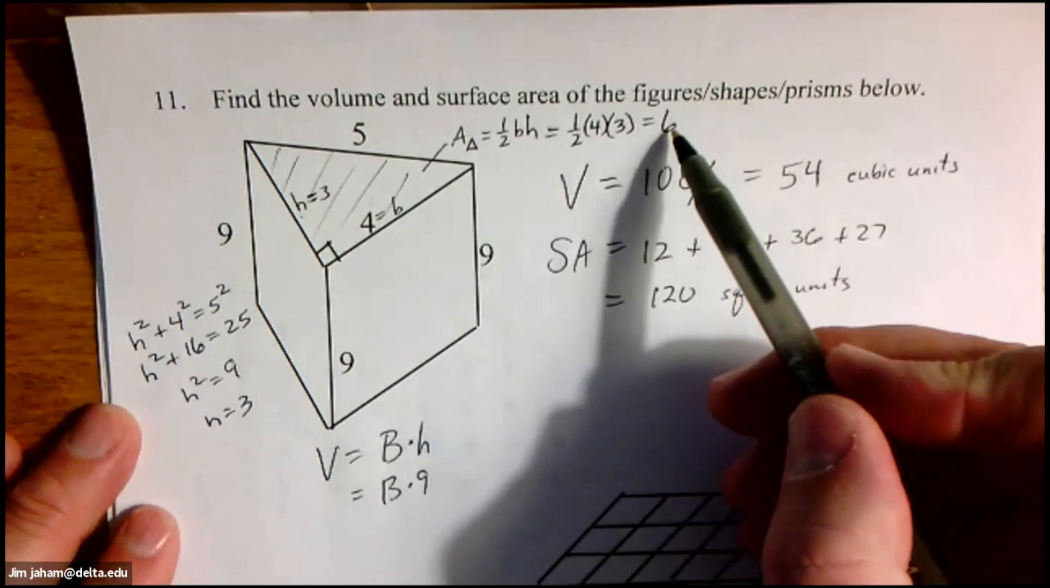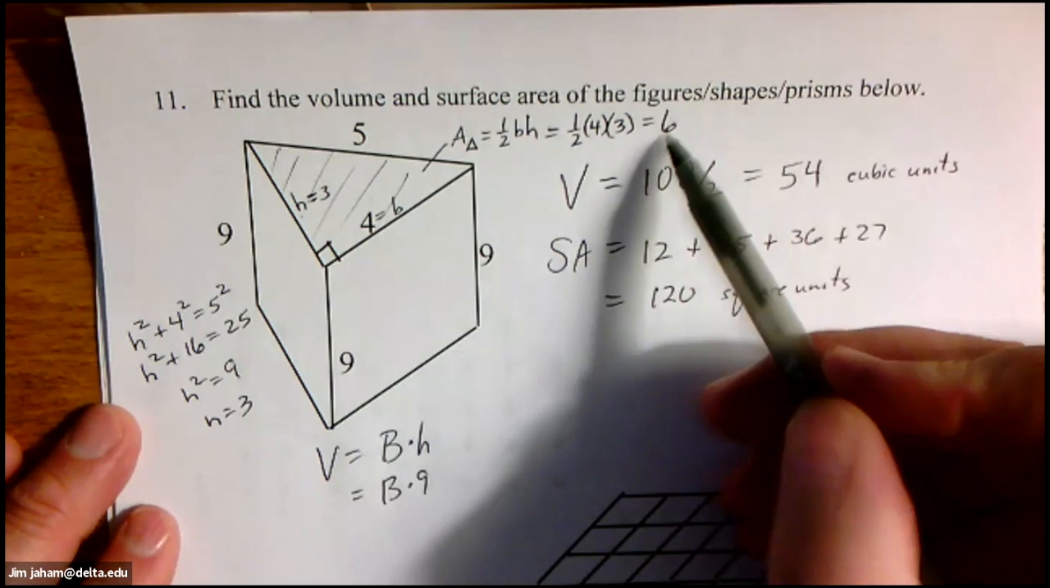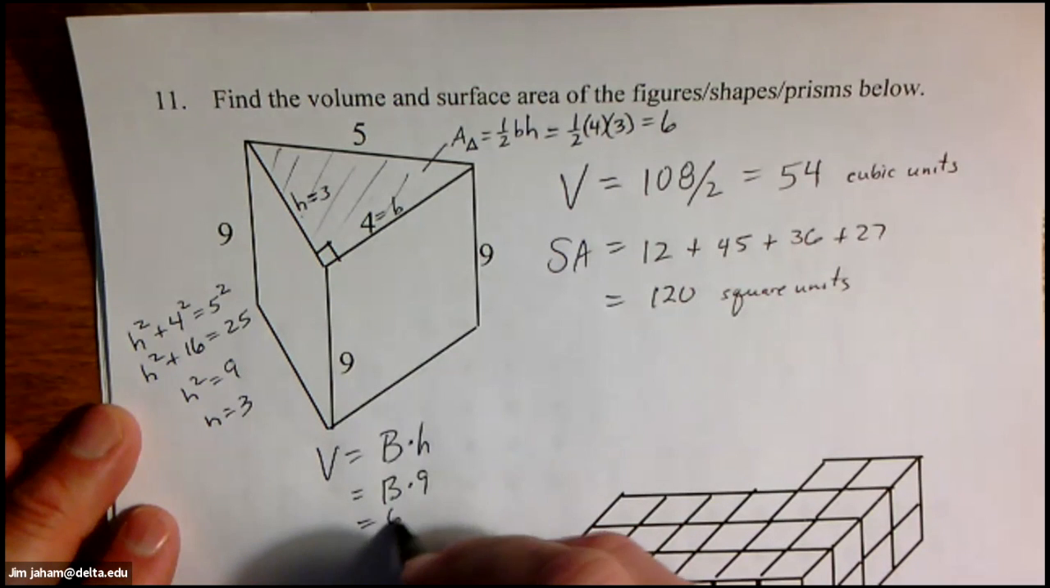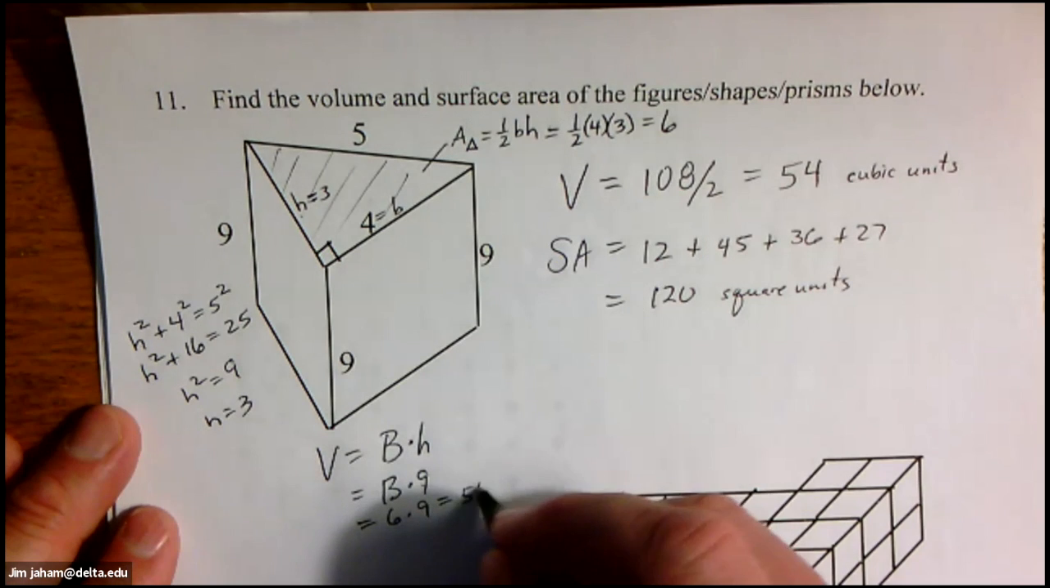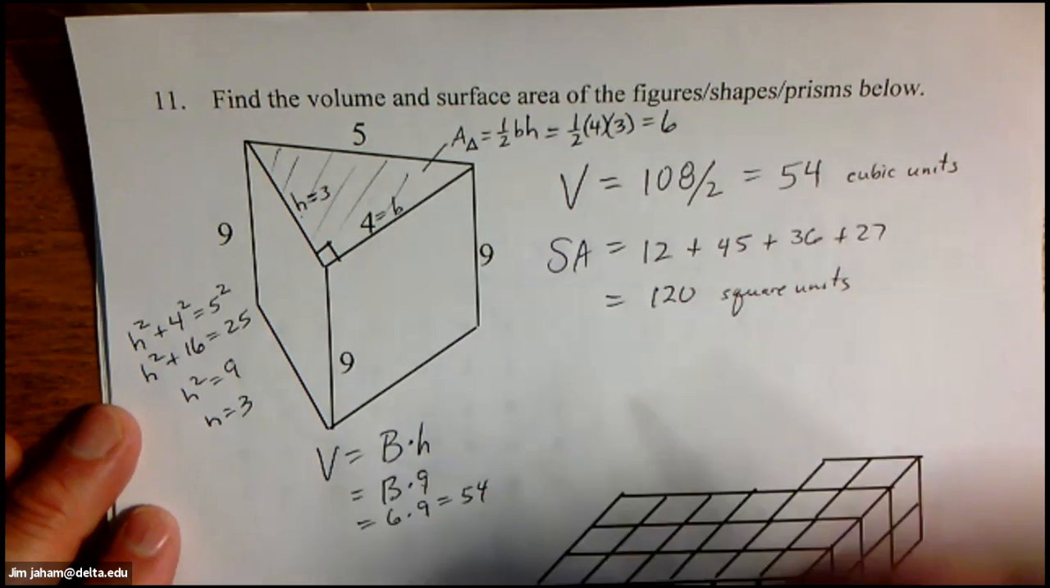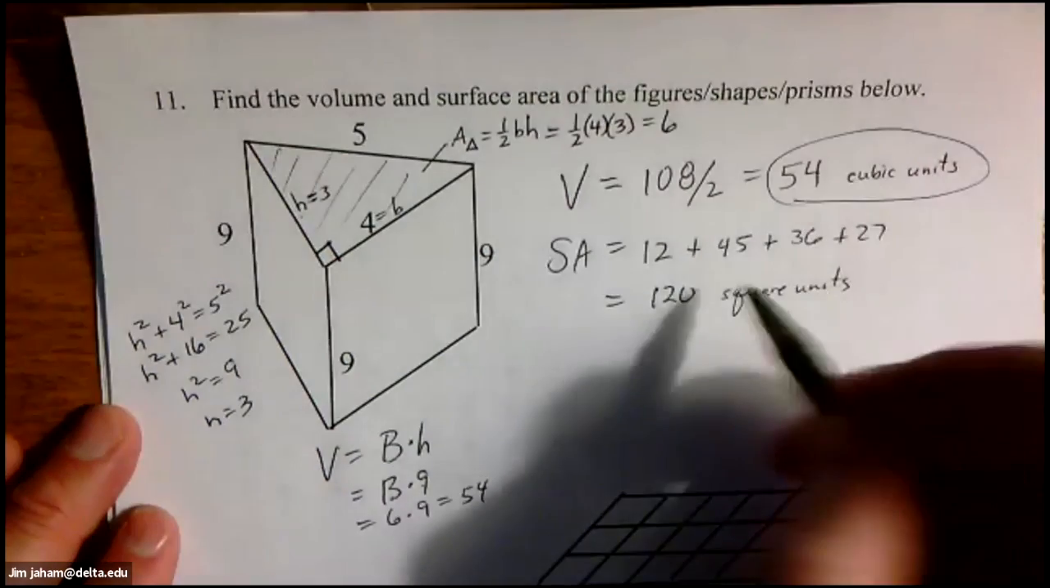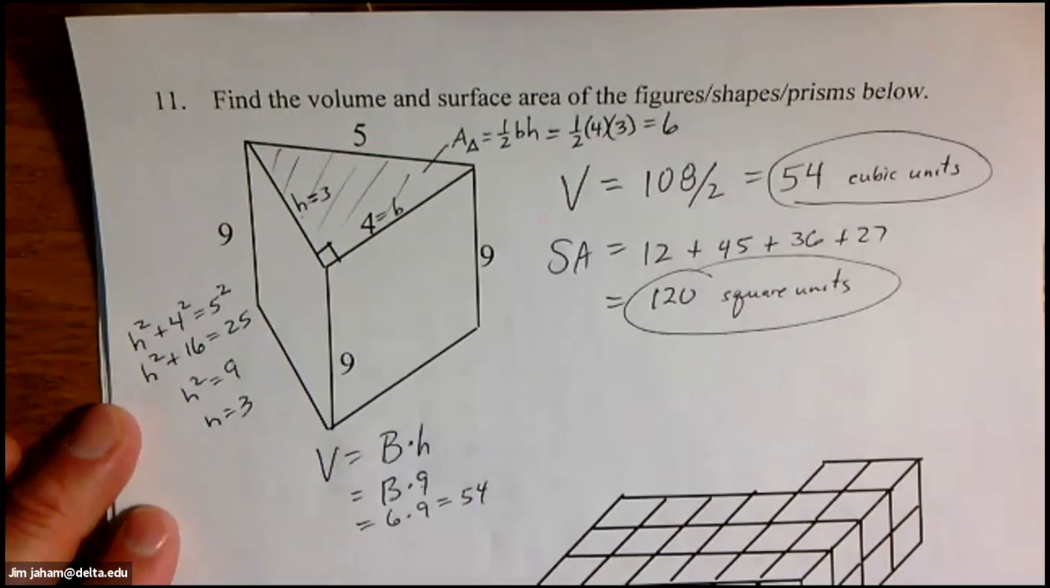So the area of the base times the height. 6 times 9. And that's where we get the 54. And then the square units.